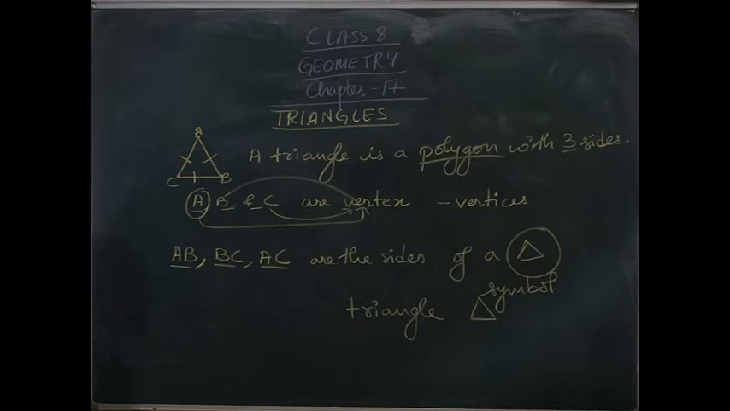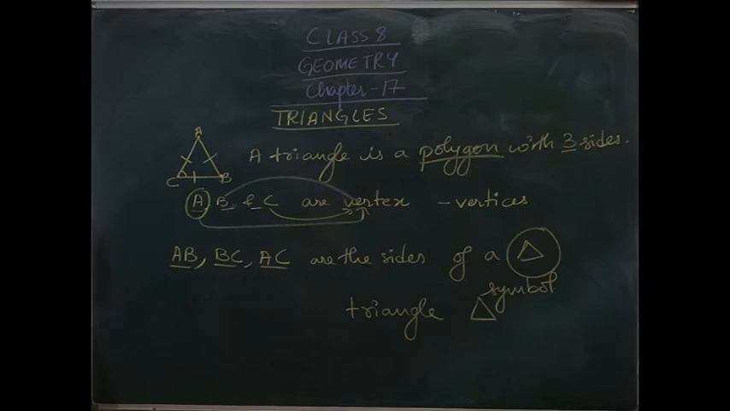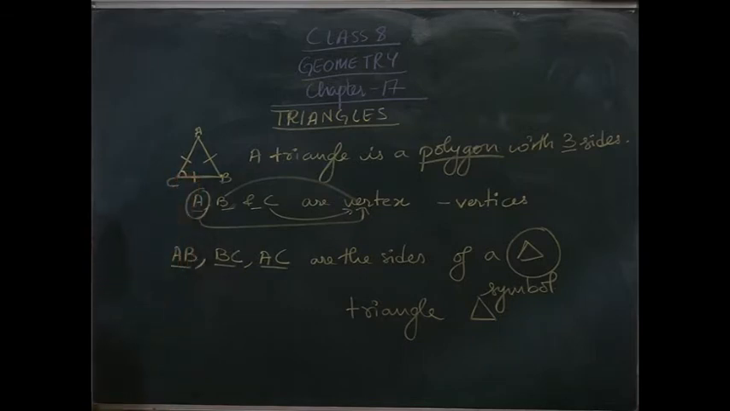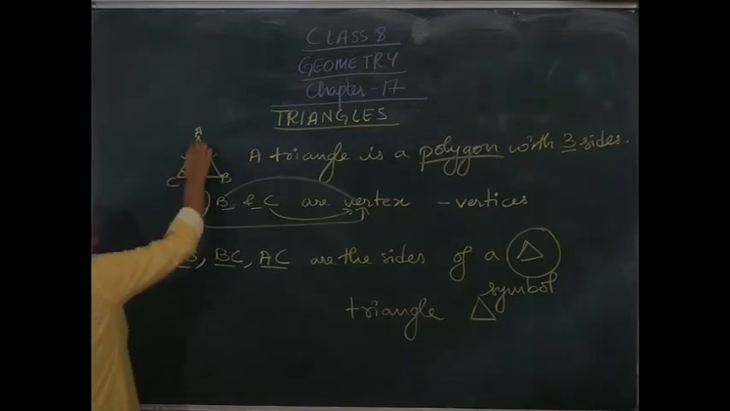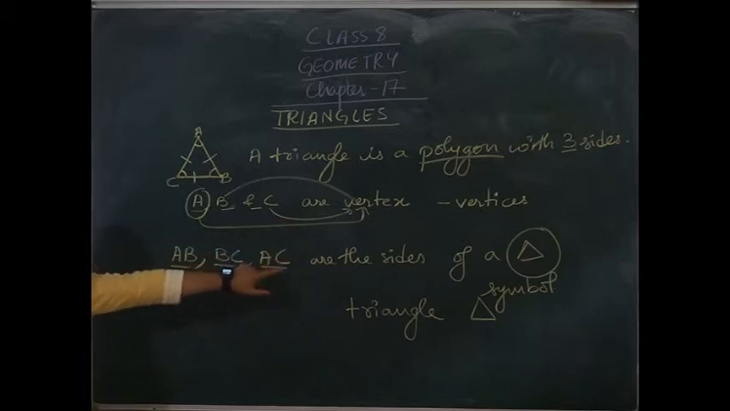Now what about angles? Now that you are in class 8, you know what angles are. Angles are formed when 2 line segments meet. So the 2 line segments, that is BC and AC, meet at a point. An angle is formed here, an angle is formed here. So a triangle has how many vertices? 3 vertices, 3 sides and 3 angles.